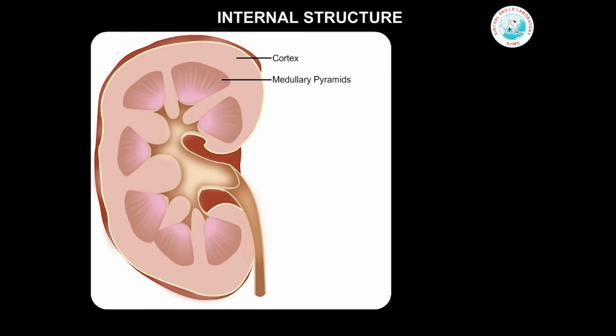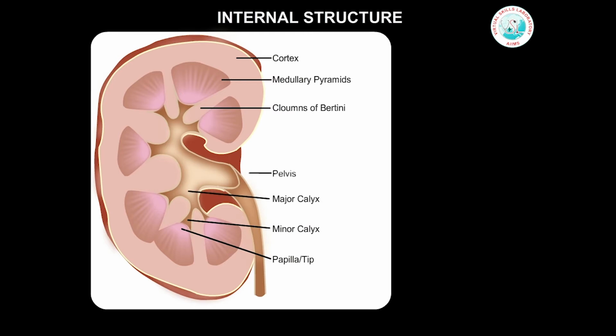Grossly, the medulla takes the shape of 6 to 18 cone-shaped pyramids. Between these pyramids, the cortex projects as columns of Bertini or the renal columns. The striations seen in the pyramids are due to the many straight tubules and blood vessels that are passing through. The tip or papilla of each pyramid empties into a minor calyx. The minor calyces join to form major calyces, which empty into the renal pelvis, which then continues as the ureter.